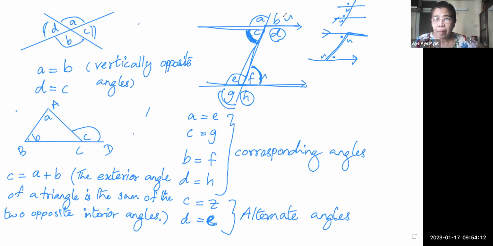Now, the other two pairs: B is equal to F, D is equal to H. These are called corresponding angles. Look for A is equal to E, and so on.